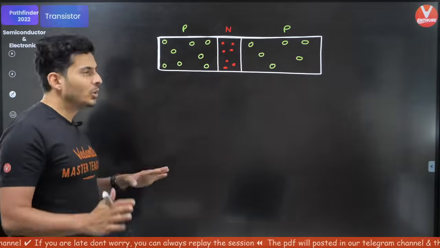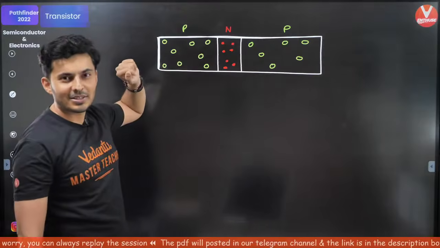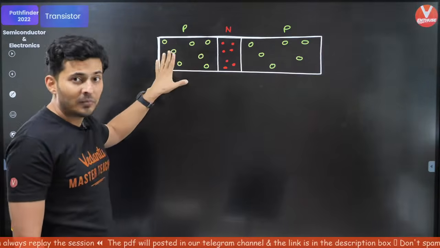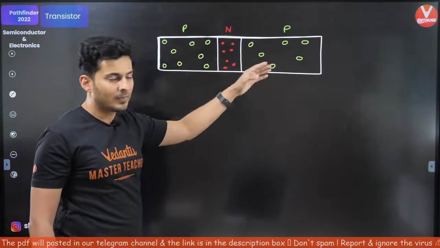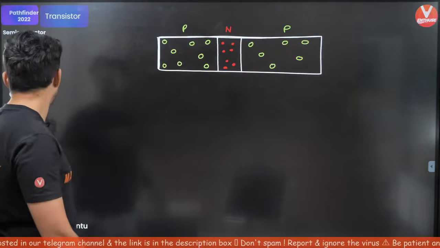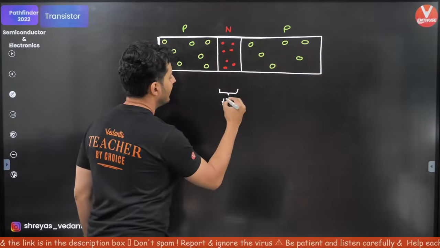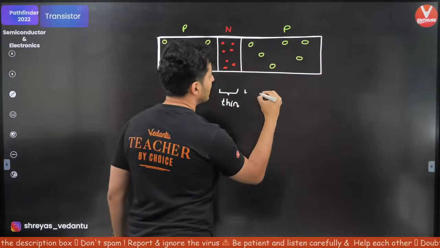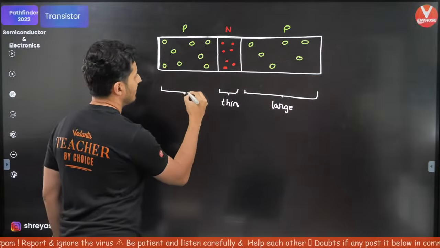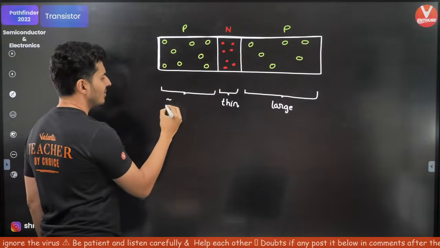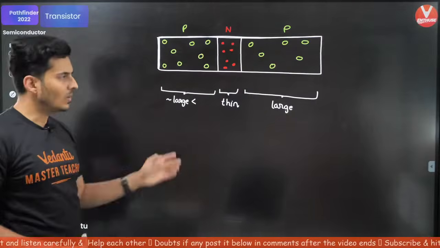Now, the moment you do this, if you cover this side, you see one PN junction. If you cover this side, you see one more PN junction. But there is a catch. The amount of doping that is done is not the same. It's not symmetric. It's different. The sizes are also different. This one over here is very thin. This one is large. This one is nearly large, but slightly less than this side.